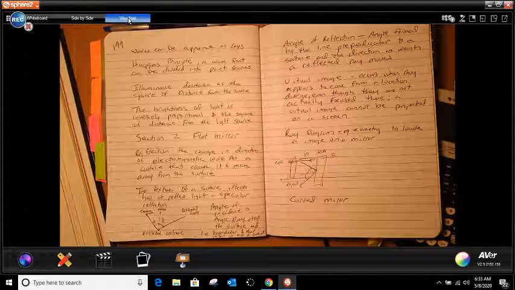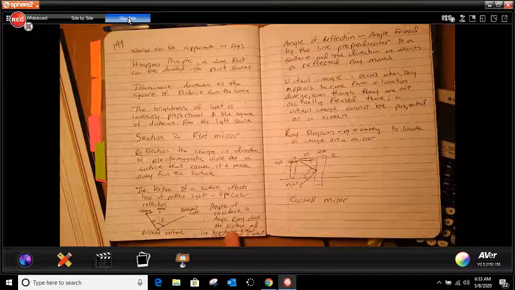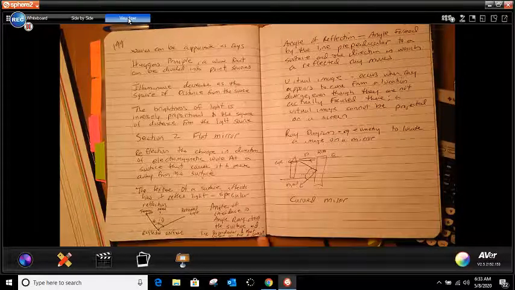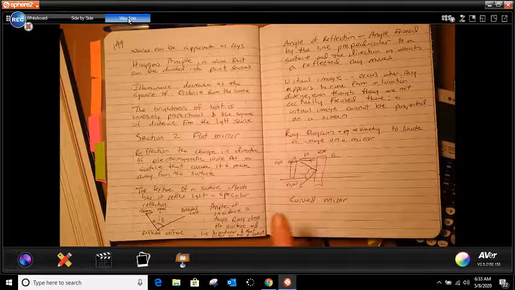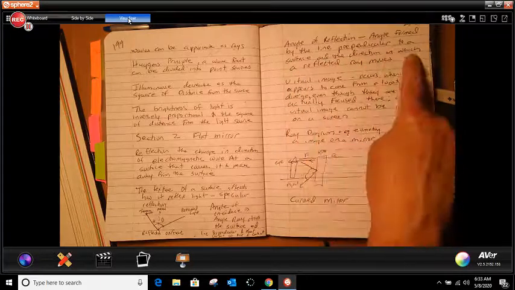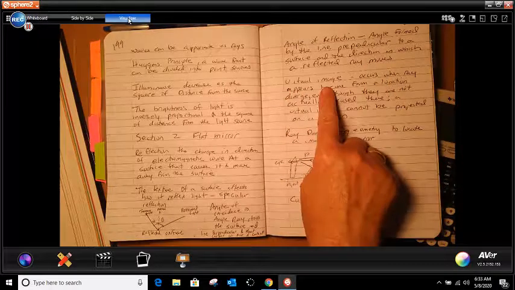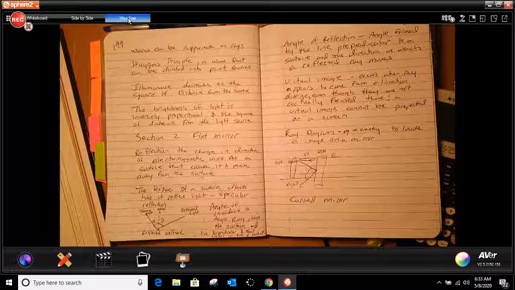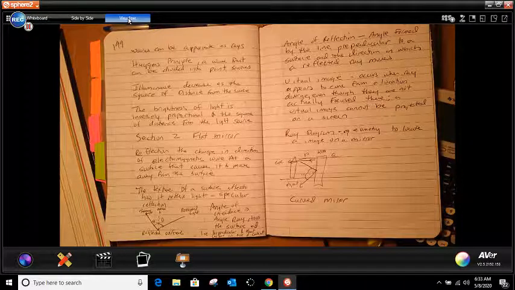Then we have two definitions: the angle of incidence, which is the angle between a ray that strikes the surface and the line perpendicular to the surface at the point of contact. Then we have the angle of reflection, which is the angle formed by a line perpendicular to the surface and the direction in which the reflected ray moves. We have virtual image, which occurs when the rays appear to come from a location they diverge from, even though they are not actually focused there. A virtual image cannot be projected on a screen.